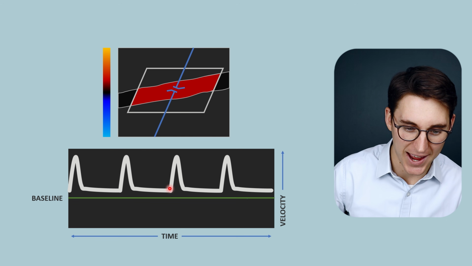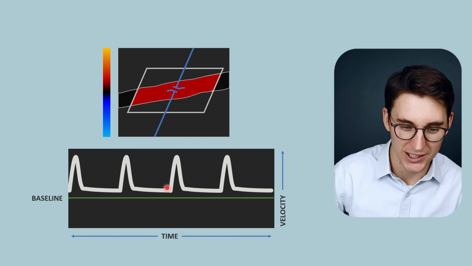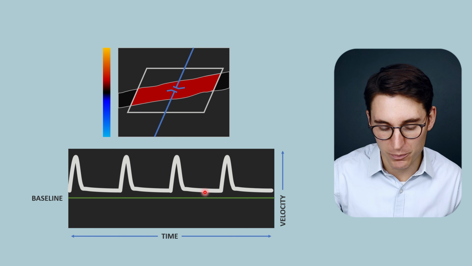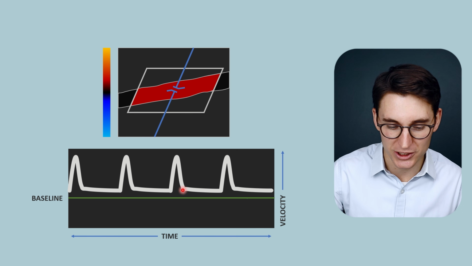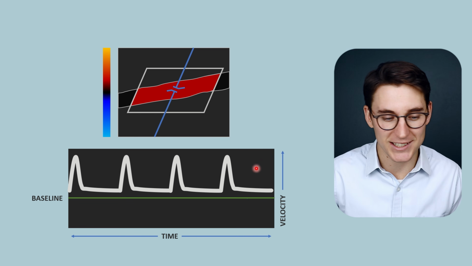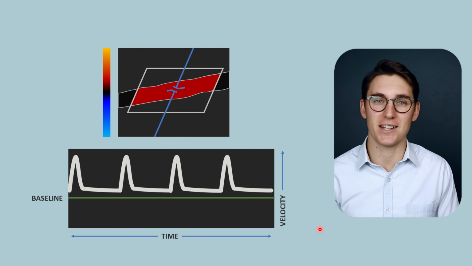Now we can see that as the heart contracts during systole, we get an increase of velocity flowing through that vessel. We then have blood flowing still in the same direction over diastole until the next contraction of the heart here. And as I say, we're going to break this down further in the next talk.